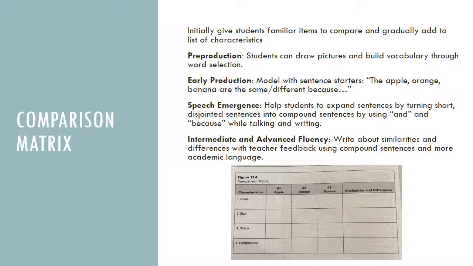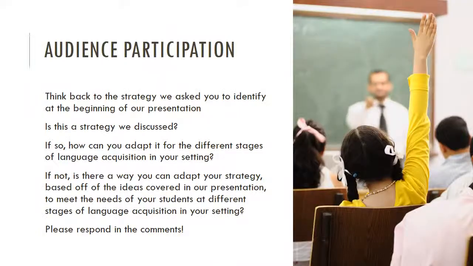For speech emergence students, teachers help students to expand sentences by turning short disjointed sentences into compound sentences by using and and because while talking and writing. And for intermediate and advanced fluency students, you'd have them write about similarities and differences with teacher feedback using compound sentences and more academic language.